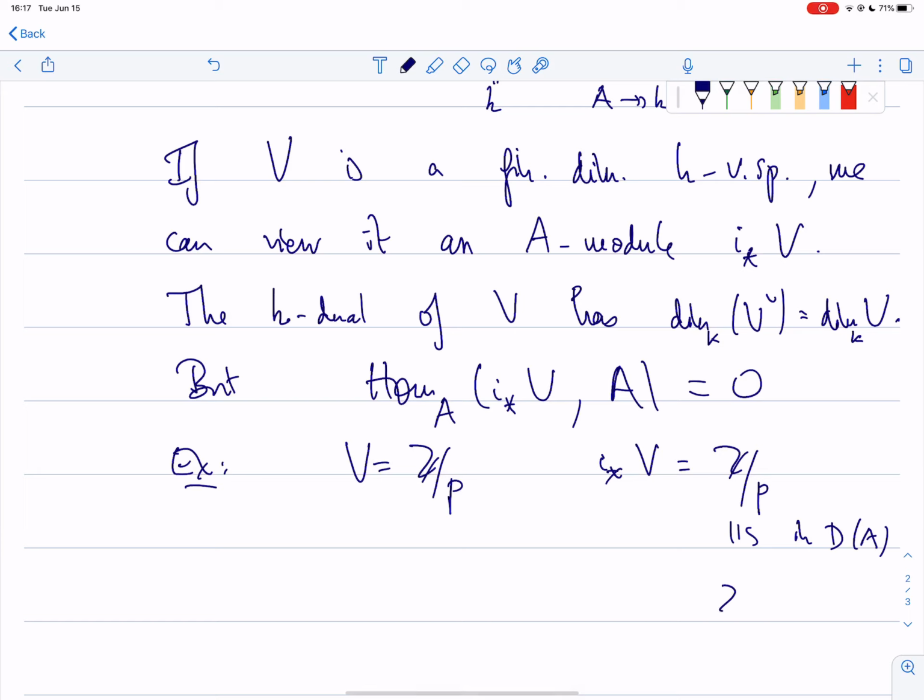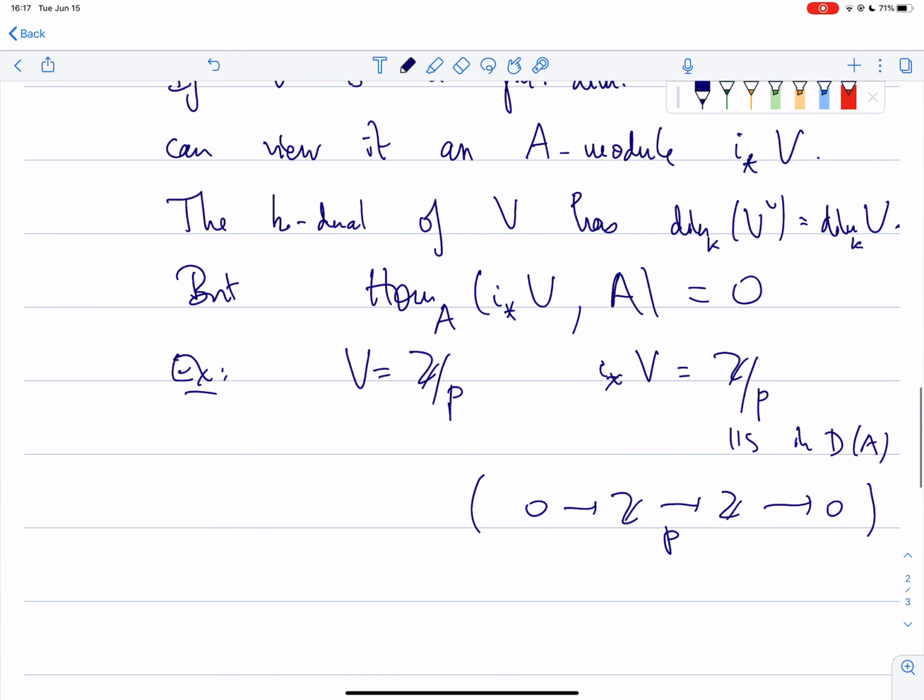It's really the same as the complex Z, multiplication by P, Z. It's quasi-isomorphic to this complex, right? So if you think of this module as sitting in degree 0, then if you would put here a little degree 0 marker, that would be I lower star of V.